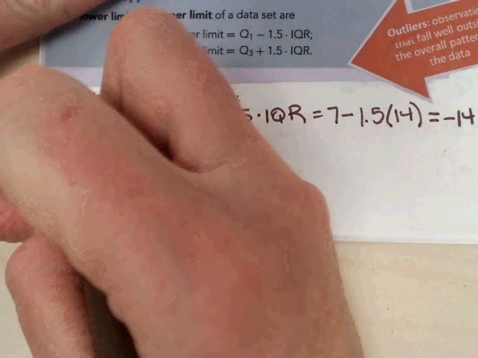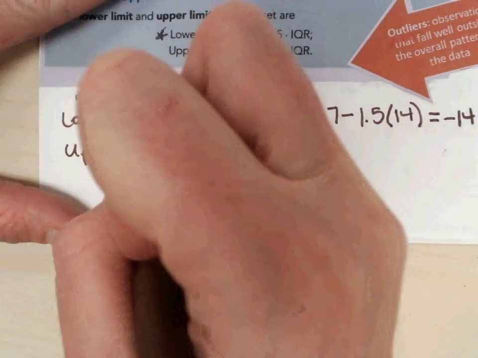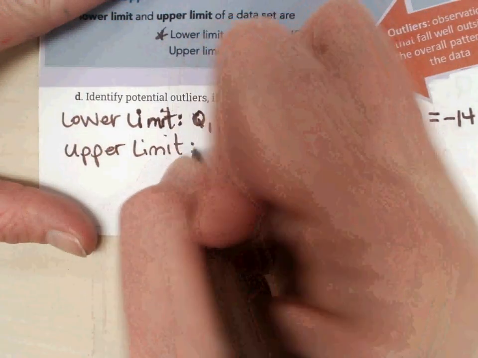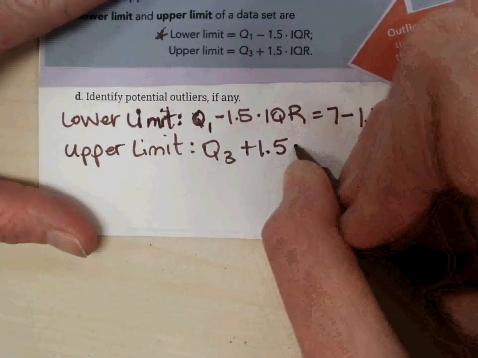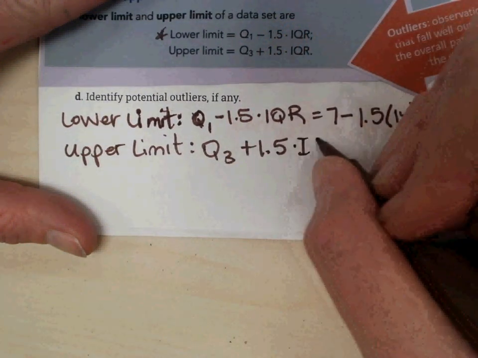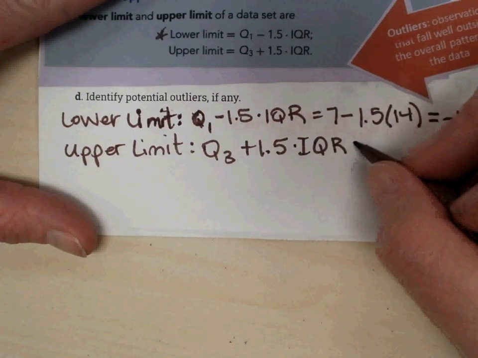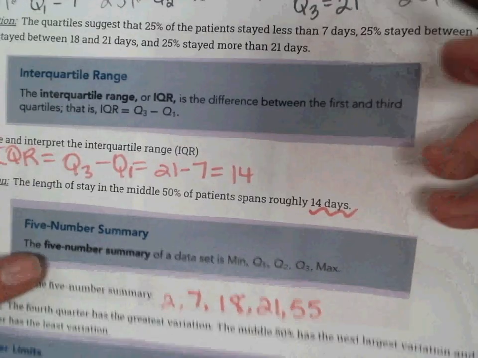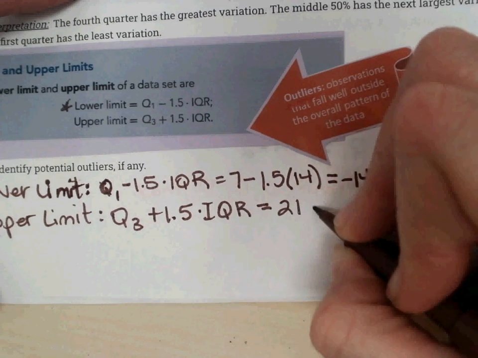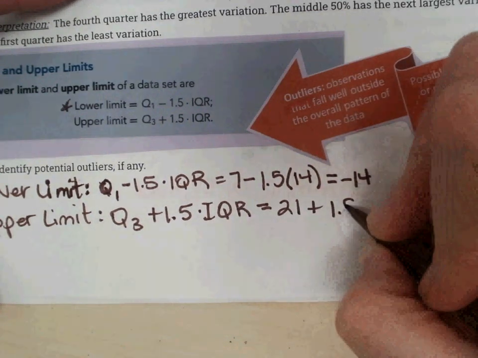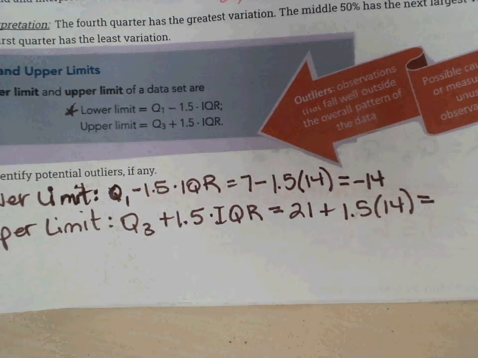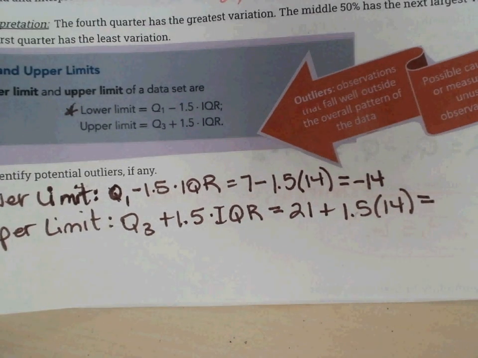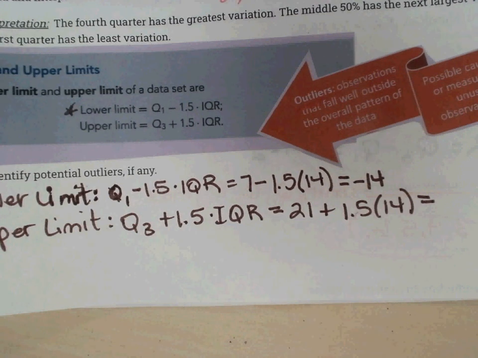So we're going to calculate the upper limit next, which is Q3 plus 1.5 times the IQR. Q3 was 21, so we do 21 plus 1.5 times 14. What do we get when we did that one?